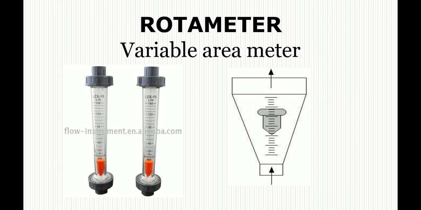Now let's talk about the rotameter. Rotameter is also called a variable head meter because you can measure the variable difference. So it measures the area of the flow so as to produce a constant head differential. Therefore rotameter is also known as the variable area meter.